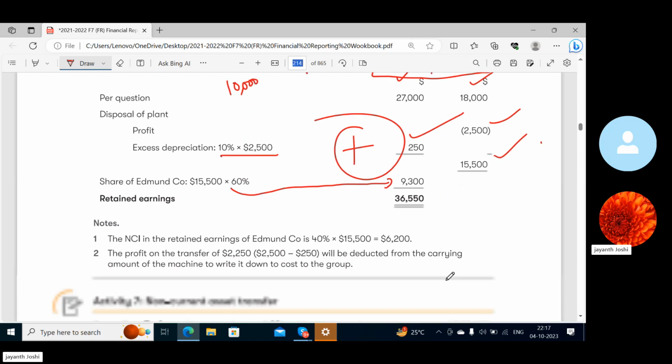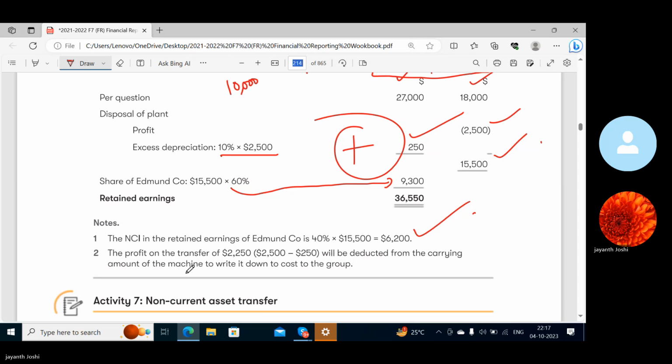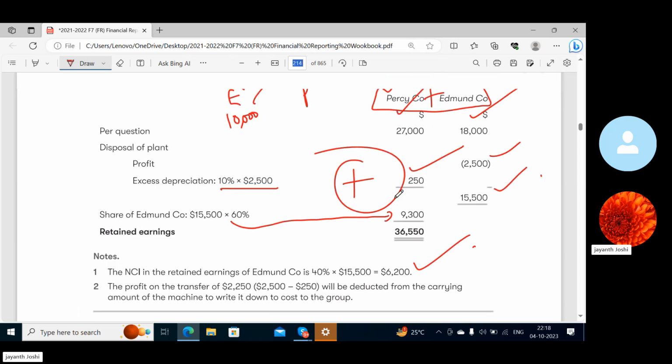Okay. What is this? The profit on transfer of, yeah. So just add this now, Prerna, all these values. Yes, sir.